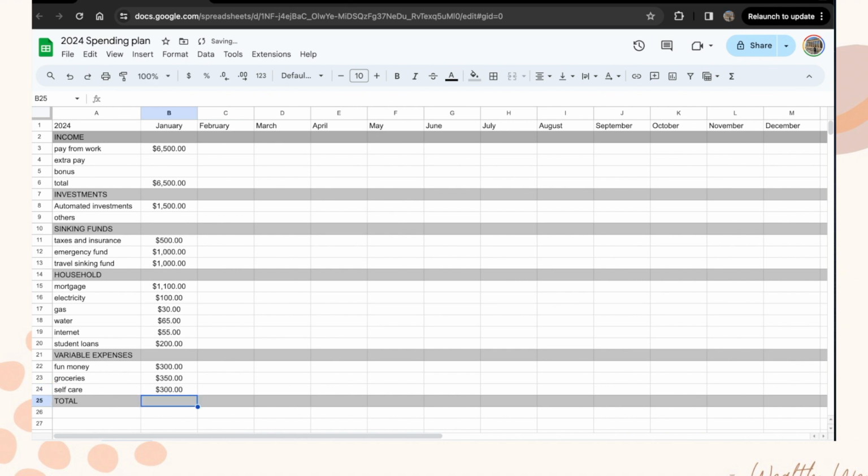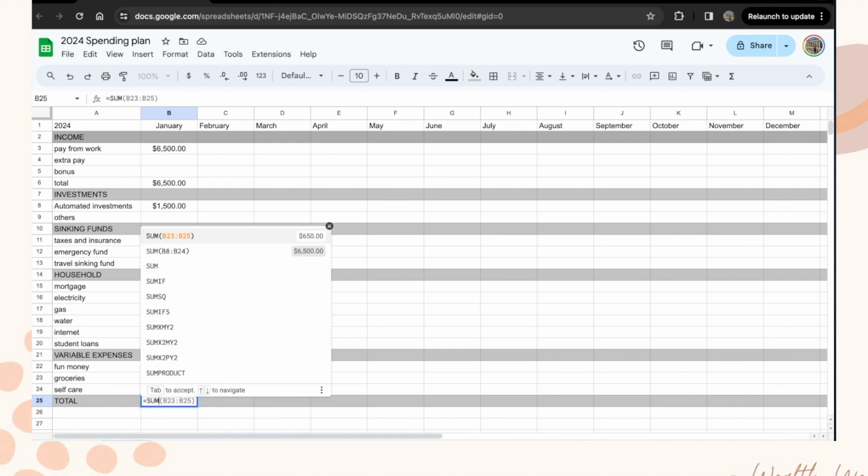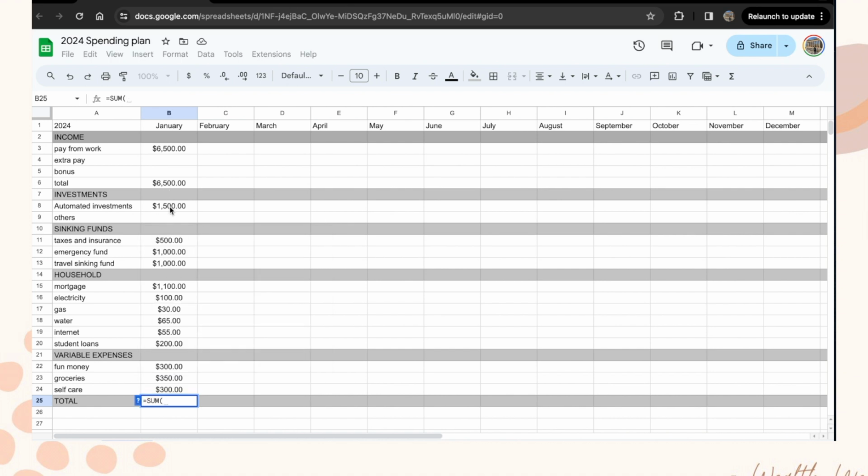So next what I will do is figure out the total, and this will allow me to calculate how much money I have left over. So I will add all of my expenses, everything from investments all the way down to self-care, and I will subtract my income.